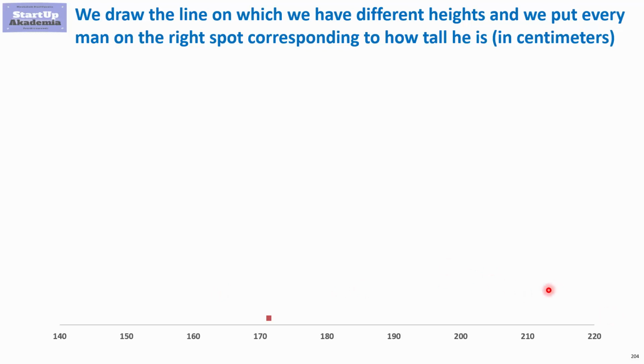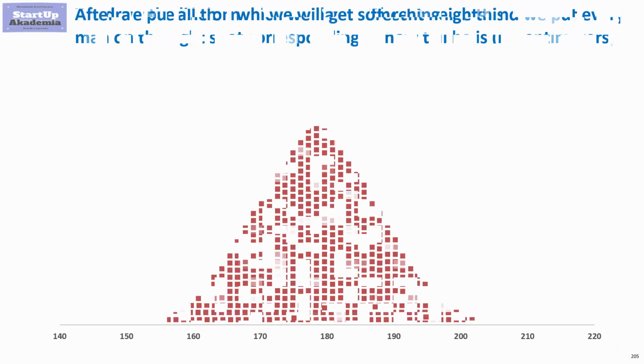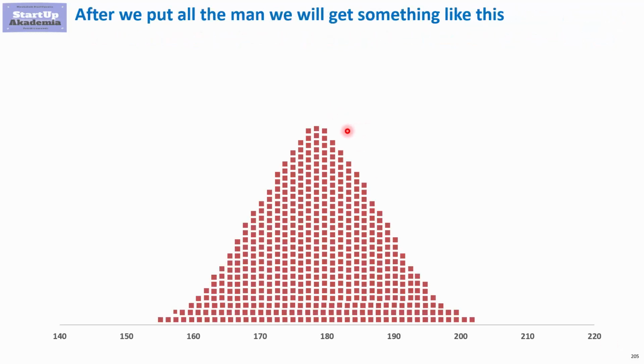If a specific man has a certain height, you put a square in the proper place. If more than two people have the same height, you put them one on top of the other, like we've got here around 180 centimeters. After some time, you will get everybody measured and you will discover that you have the following graph. And this is the normal distribution.